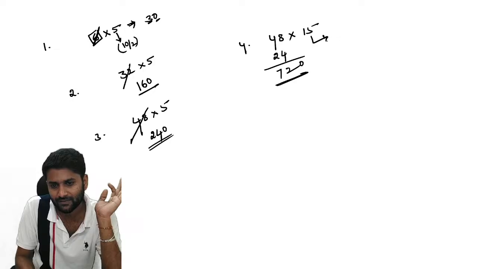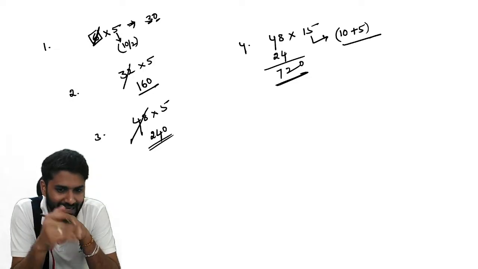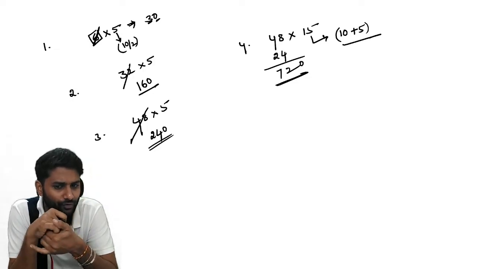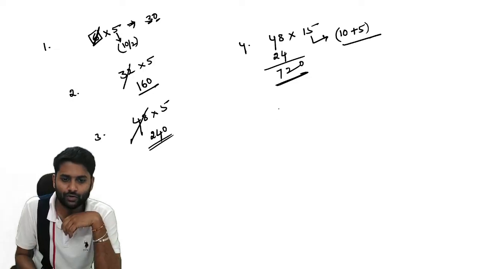Why? Because 15 can be split in your mind as 10 plus 5. 48 into 10 is 480 and half of 480 is 240. Then the resultant is 720. Let's go for one more example.